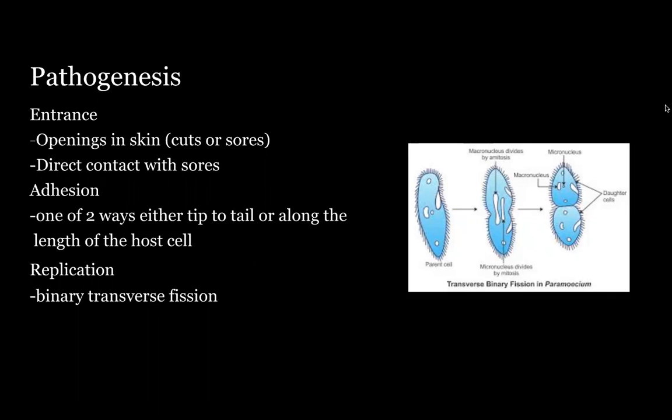Protected sex. It adheres to the cell bodies in one of two ways, either tip to tail or along the length of the host cell. Treponema pallidum replicates through binary transverse fission.